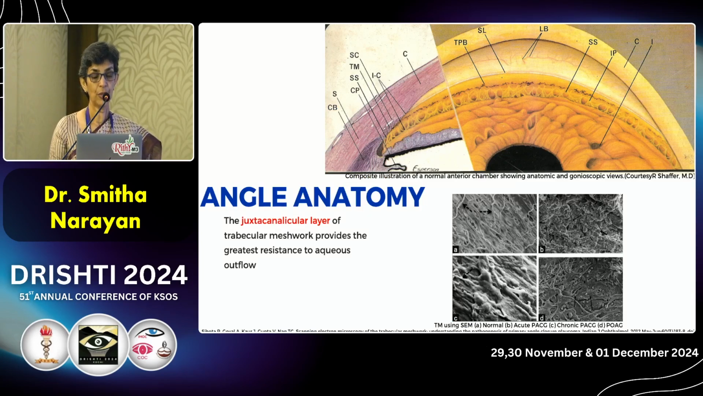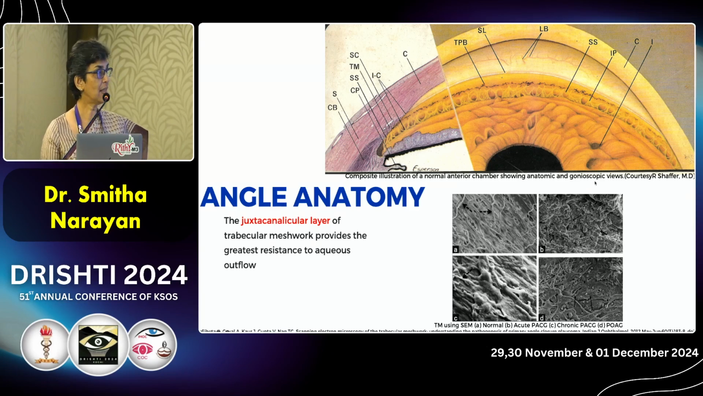Before we actually discuss it, let us know about the anatomy of the angle of the anterior chamber, especially the gonioscopic view. You can see this is the diagrammatic view of the gonioscopic appearance of the angle of the anterior chamber. The juxtacanalicular layer of the trabecular meshwork provides the greatest resistance to aqueous outflow.